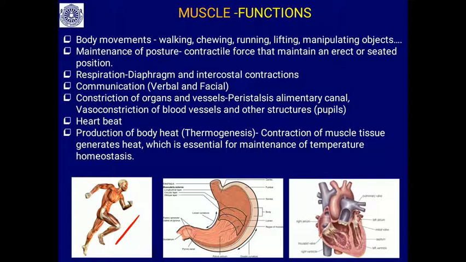Production of the body heat. So muscle contraction, shivering, produces heat, so you can withstand the cold. Contraction of muscle tissue generates heat, which is essential for maintenance of temperature homeostasis. So you will find the body temperature is maintained because of the contraction of the muscles.